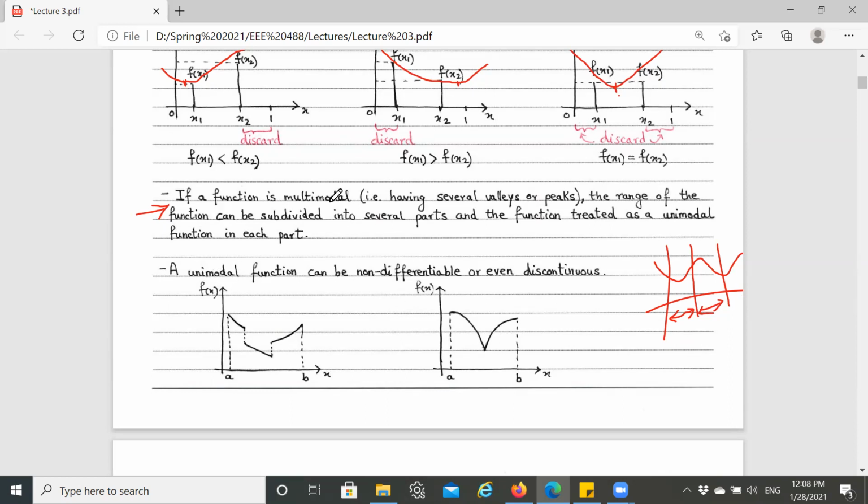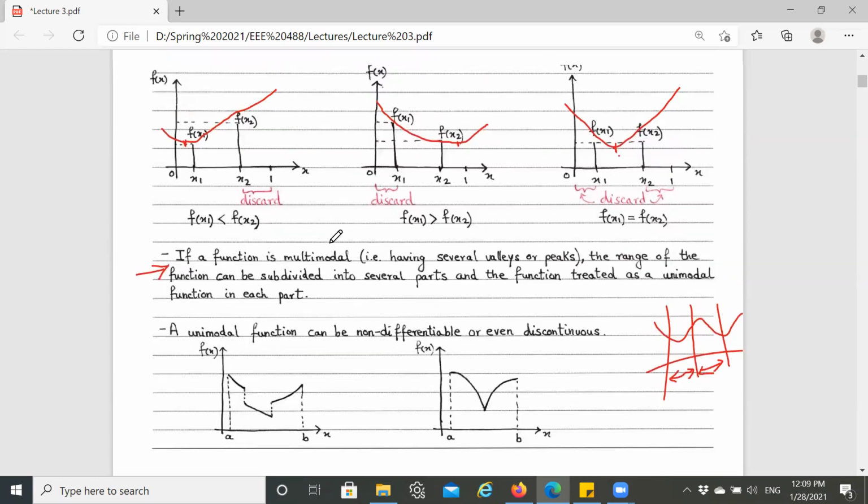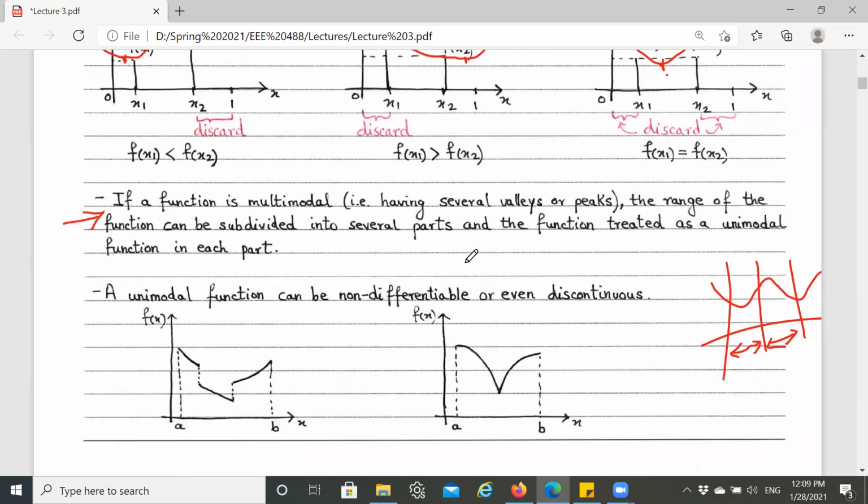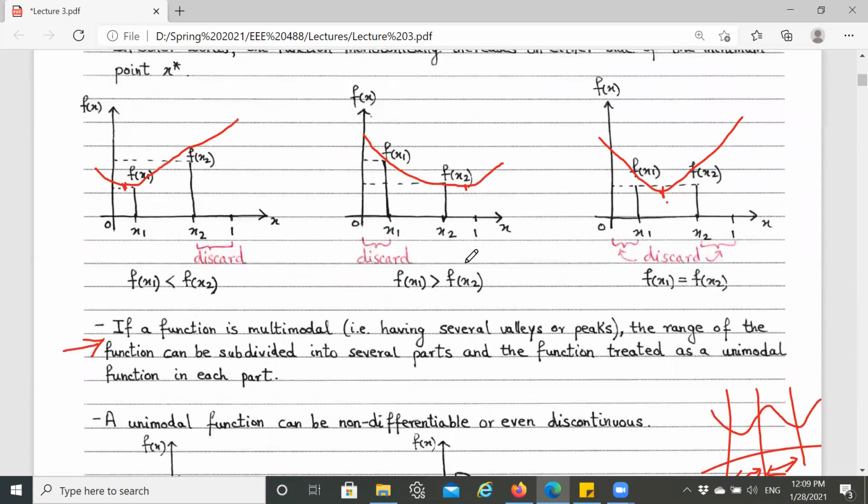So that is how you can treat a multimodal function as a unimodal function. Yes, sir. Could you please zoom the PDF? Okay, zoom. Is it zoomed enough? Yep, thank you. Okay. Did you understand, or should I repeat?